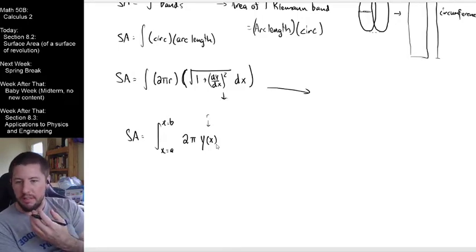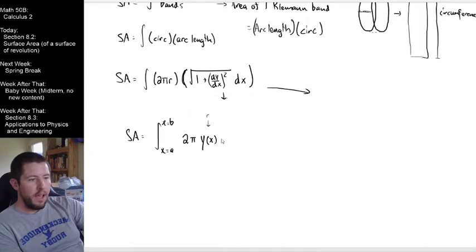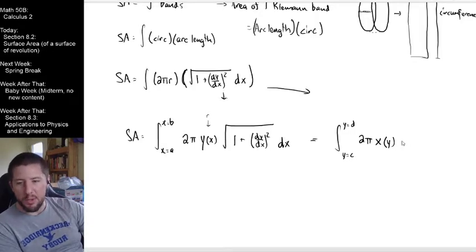So it is an expression of x, but it's what y is equal to in terms of x right there, and then times our square root of 1 plus dy/dx squared dx. Or we could say that this is equal to the integral from y equals c to y equals d of 2 pi. Perhaps you have x as a function of y, right? So x equals y cubed minus 1.